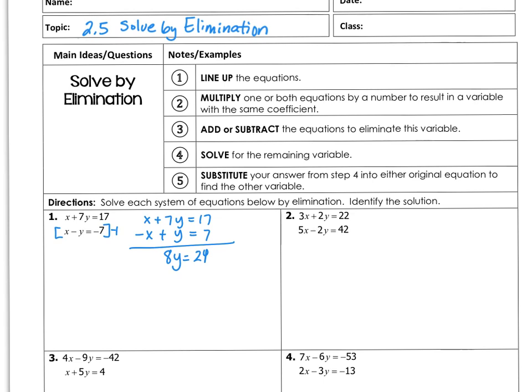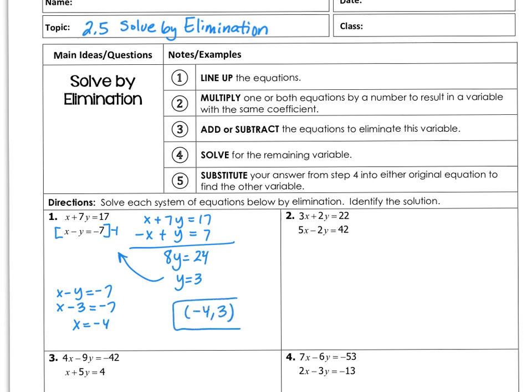So now I have one equation with one variable. So I can solve for that, divide by 8, and I get y is 3. So once I know y is 3, then I can plug it into either one. It really doesn't make a difference. I'm going to choose the bottom one because it looks a little bit easier, but you could choose the top if you like. So I get x is -4. So my ordered pair would be -4, 3.